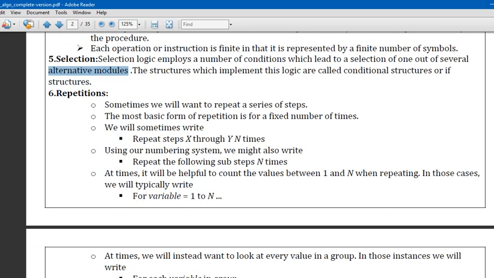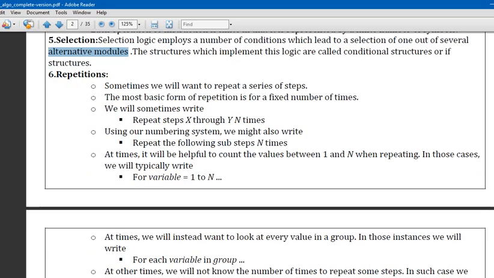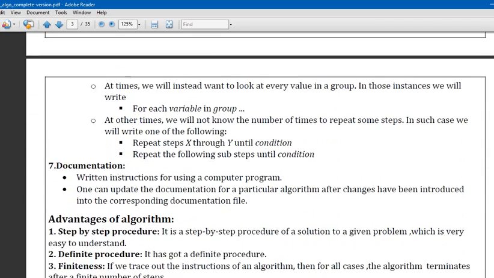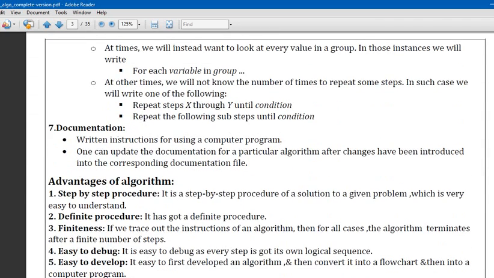Now lastly, repetition. You need to do repetition in your looping function. Here are some points about repetition in algorithm. Now, documentation. Documentation is the description part of your program.